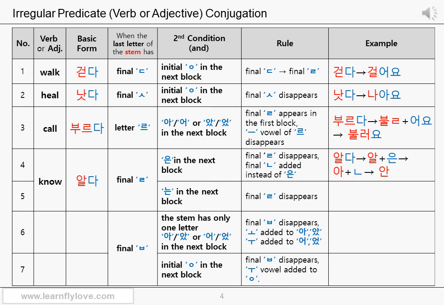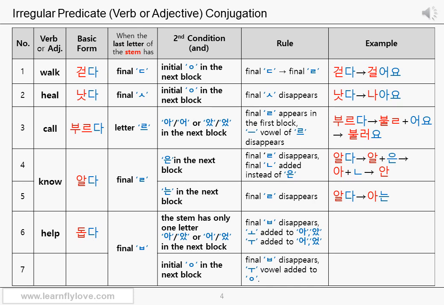Okay? Next one is with the same verb know, 알다. When you want to make a verb clause modifier in the present simple tense, you need to add 는 sound to the stem, right? When the final 르 consonant meets 는 sound in the following block, the final 르 consonant of the stem disappears. So 알다 becomes 아는 without 르 consonant in the stem. Let's see the next one. Help. It's a verb. The basic form of it is 돕다. 돕다. The stem is 돕 with 부 consonant.